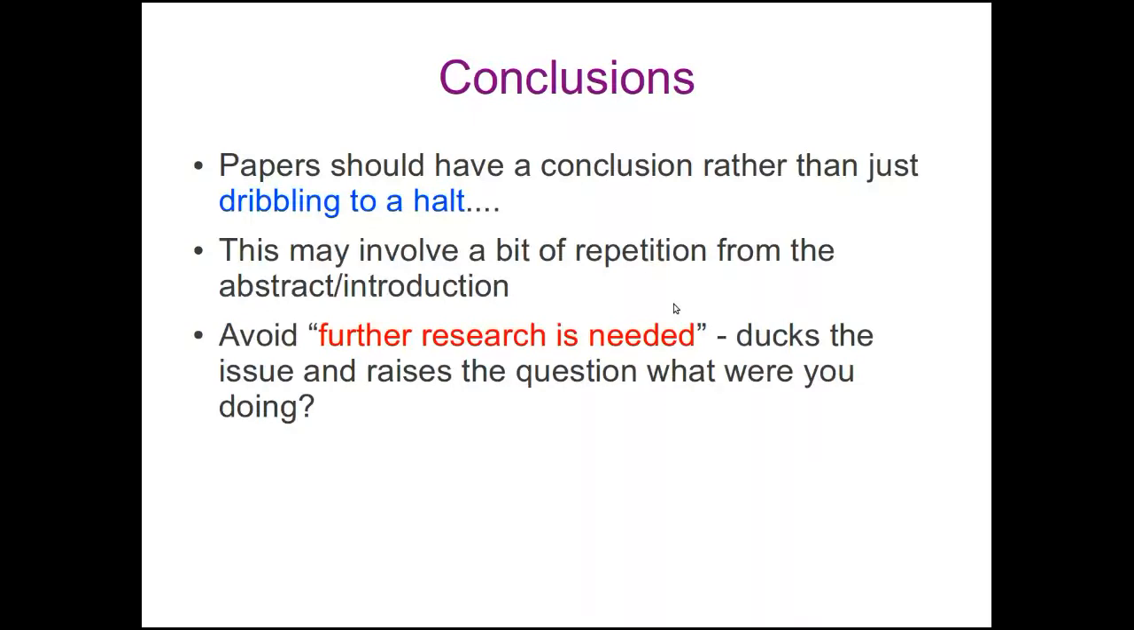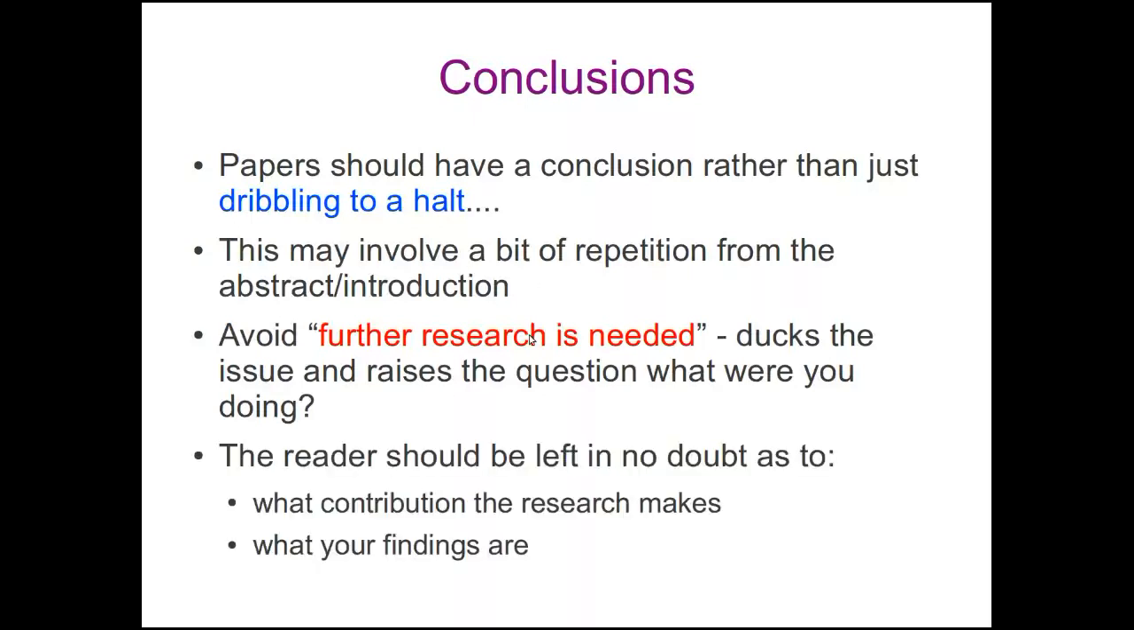One thing I would try and avoid is saying further research is needed, because that avoids the issues, and also raises the question, well, what on earth have you been doing for your project for half a year or whatever it is? If all the end conclusion is that further research is needed, what on earth have you been doing? You haven't really made a good contribution if you use that phrase. It's perfectly okay to identify specific bits of future work that needs to be done, but avoid that being your only conclusion. Further research is needed is just a way of avoiding the question. And at the end, you should make sure that the reader is in no doubt whatsoever as to what contribution your research makes and also what your findings are. There should be absolutely no doubt as to what your contribution is.